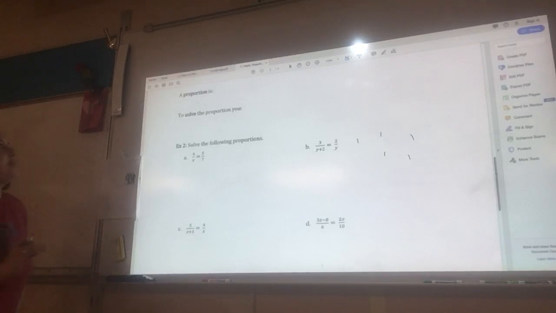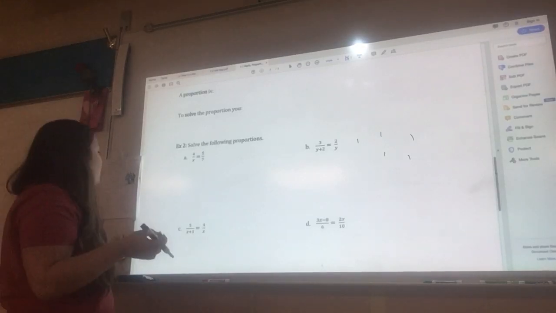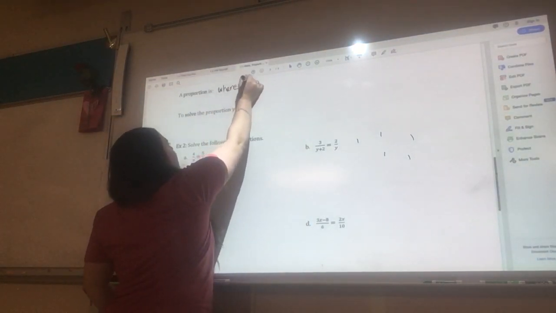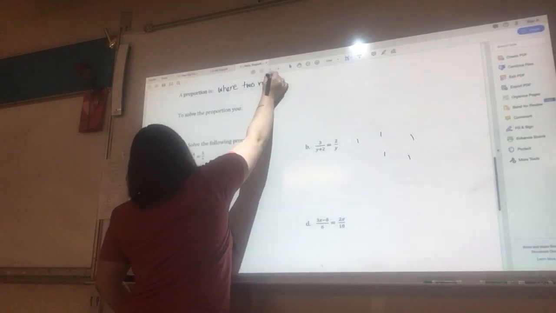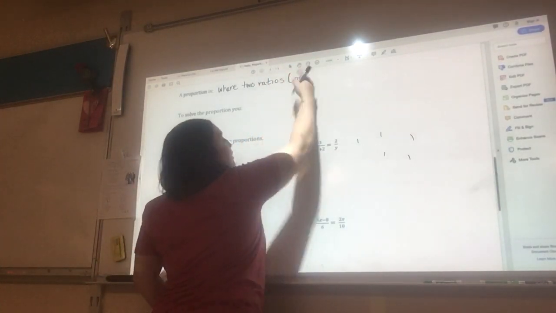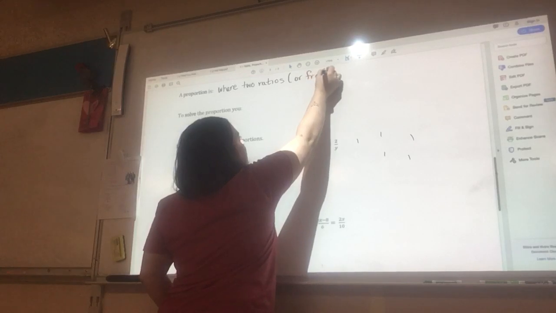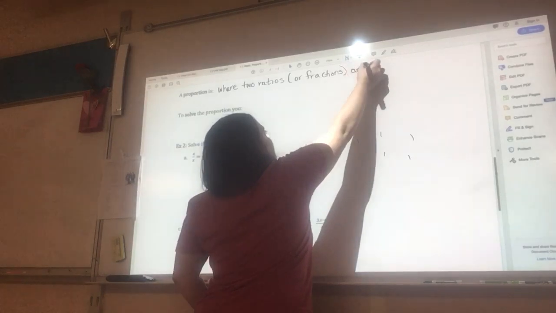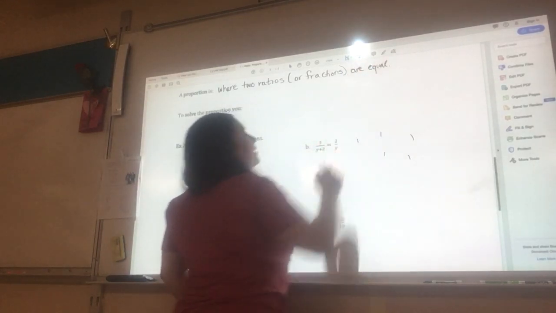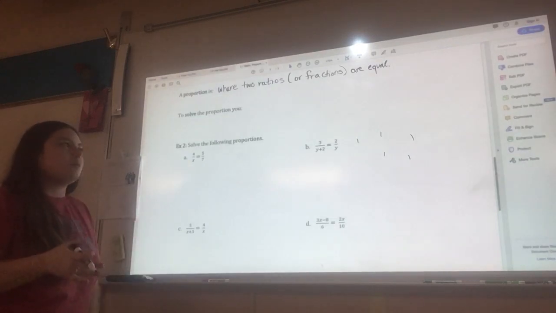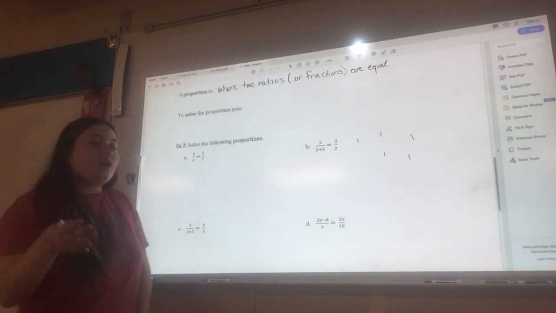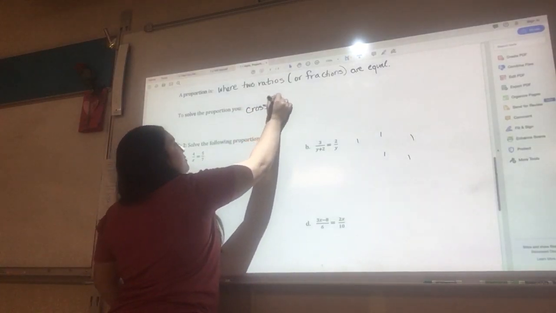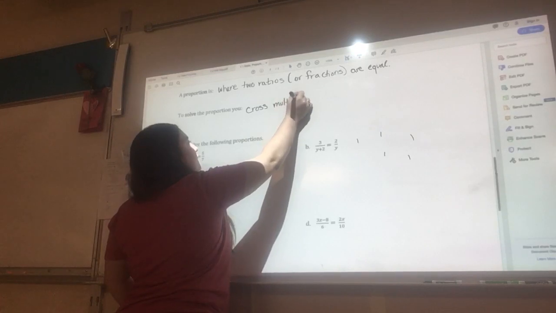Our next indication is a proportion. A proportion is where two ratios, or the way we write them potentially, fractions, are equal. So proportions are just saying that the ratios are equal to each other. We can set them equal to each other. And to solve the proportion, we're going to cross multiply.